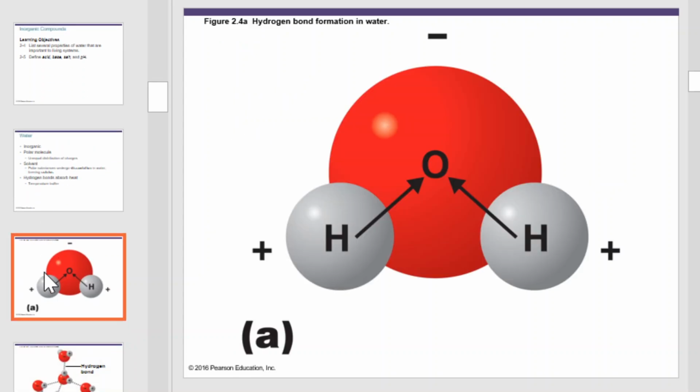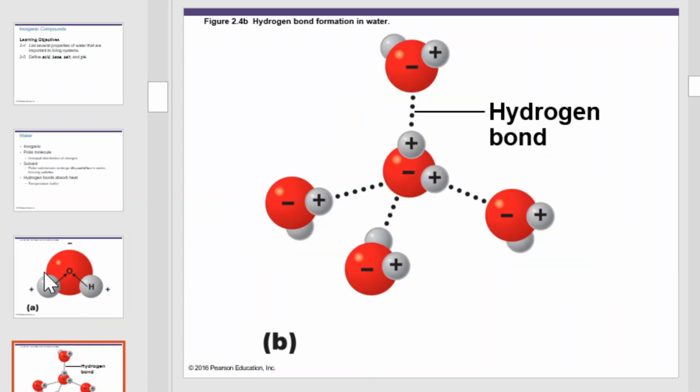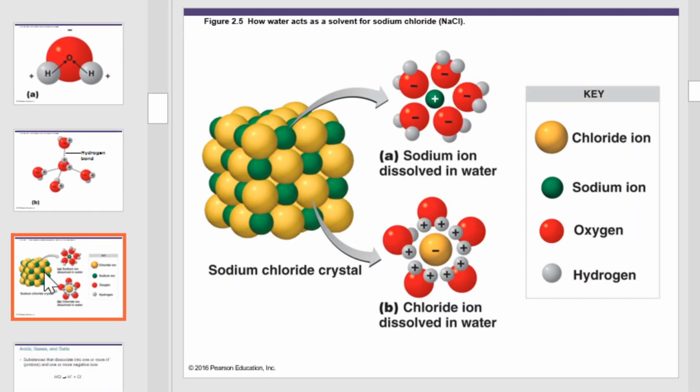This is an illustration of the unequal distribution of charges in water and how water can form hydrogen bonds. Not only will these hydrogen bonds allow water to absorb heat, it also gives water its other unique properties of surface tension, adhesion, and cohesion.